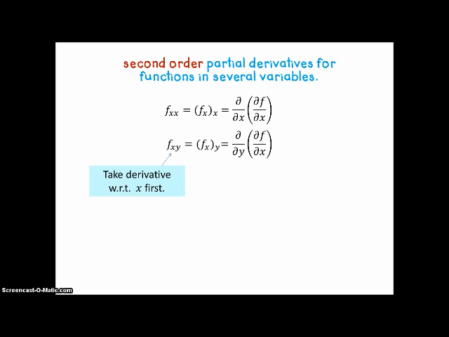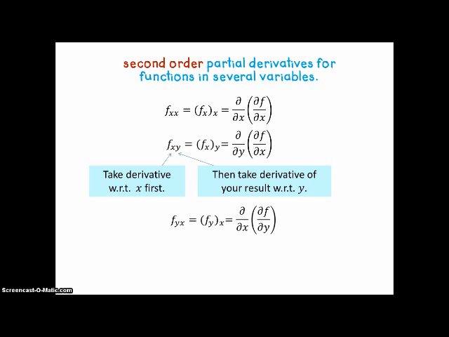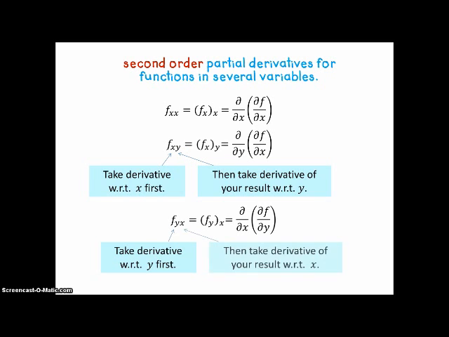So in this notation, which I actually prefer, it means take the derivative with respect to x first, and then take the derivative of that result with respect to y. And so if we have f sub yx, that means take the derivative with respect to y first, and then take the derivative of that result with respect to x. The first variable, use that first, and then take the result and take the derivative the second time with respect to that second letter.